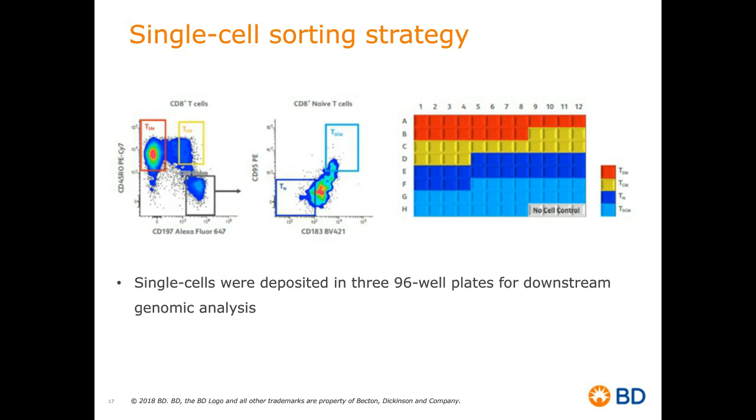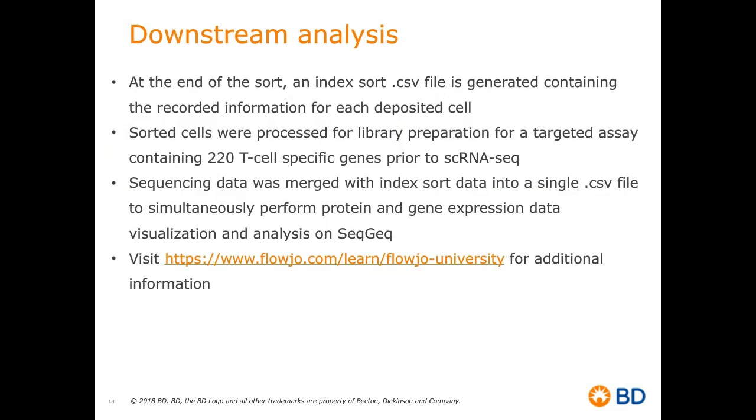And lastly, before going to the data, I just want to give an overview of how we perform the analysis once we have finished our experiment and how we prepare for the bioinformatics. So at the end of the sort, when you use index sorting, an index sort CSV file is generated. And this is basically a spreadsheet, an Excel matrix that contains the recorded information for each deposited cell.